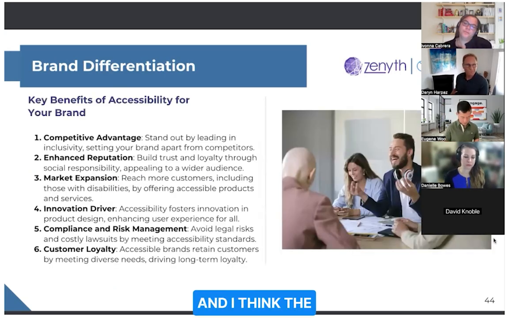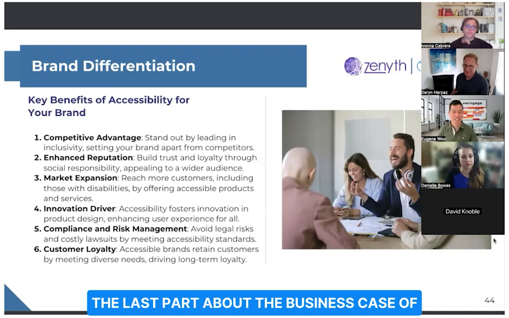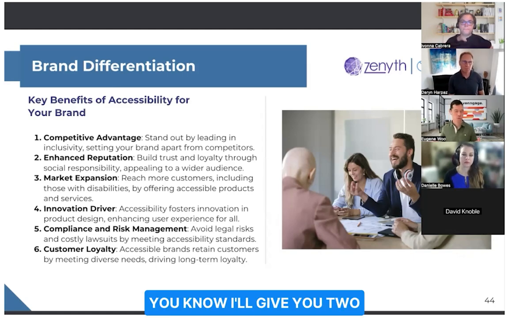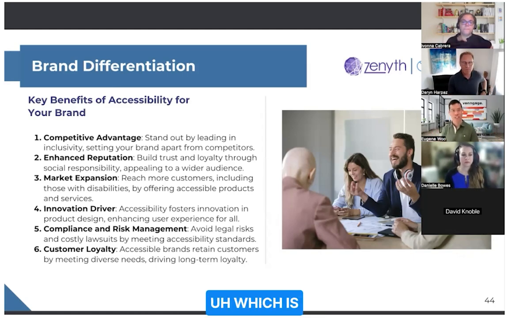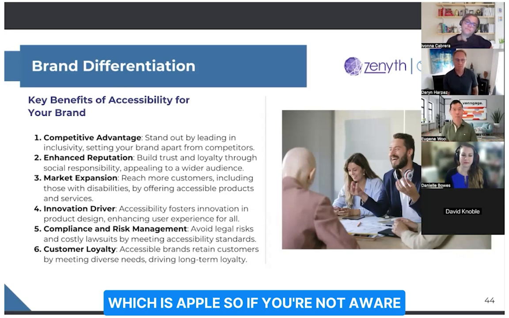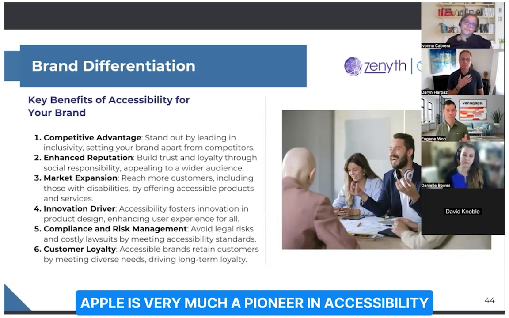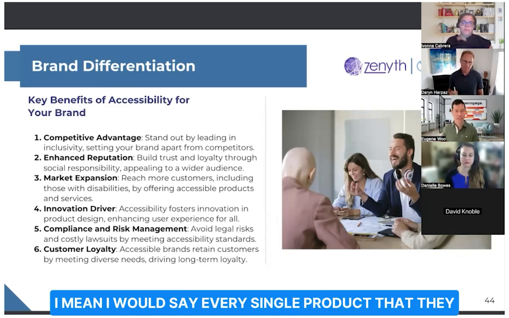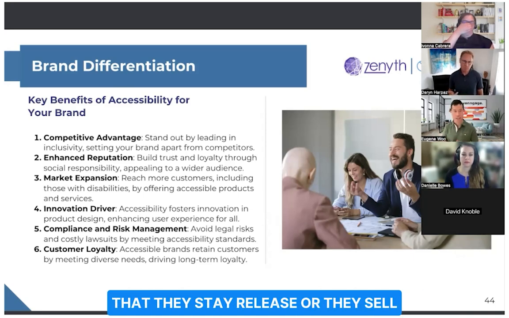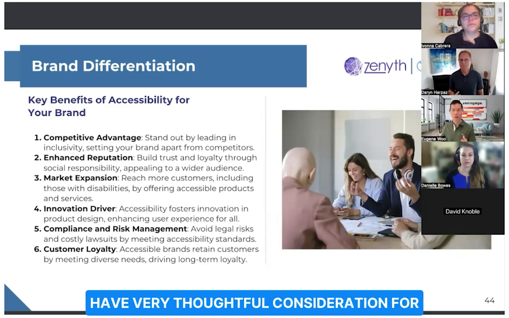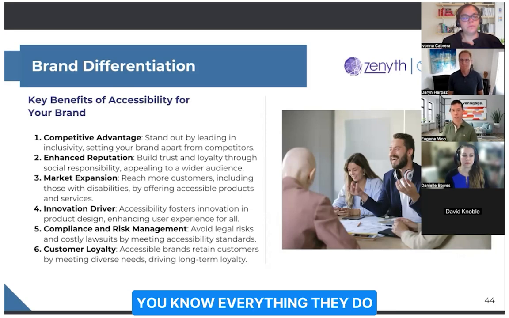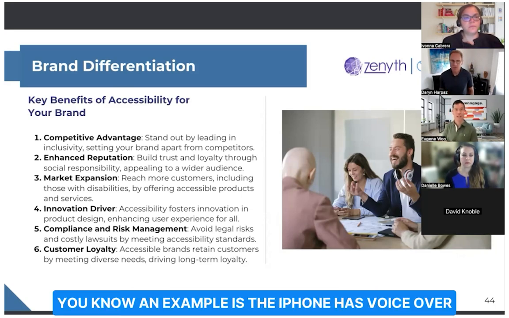Yeah, so I think the last part about the business case of accessibility is you can differentiate with accessibility, and I'll give you two examples. One very big one is Apple. If you're not aware, Apple is very much a pioneer in accessibility. I would say every single product that they release or sell has very thoughtful consideration for accessibility and inclusiveness. Everything they do, including, for example, the iPhone has VoiceOver.